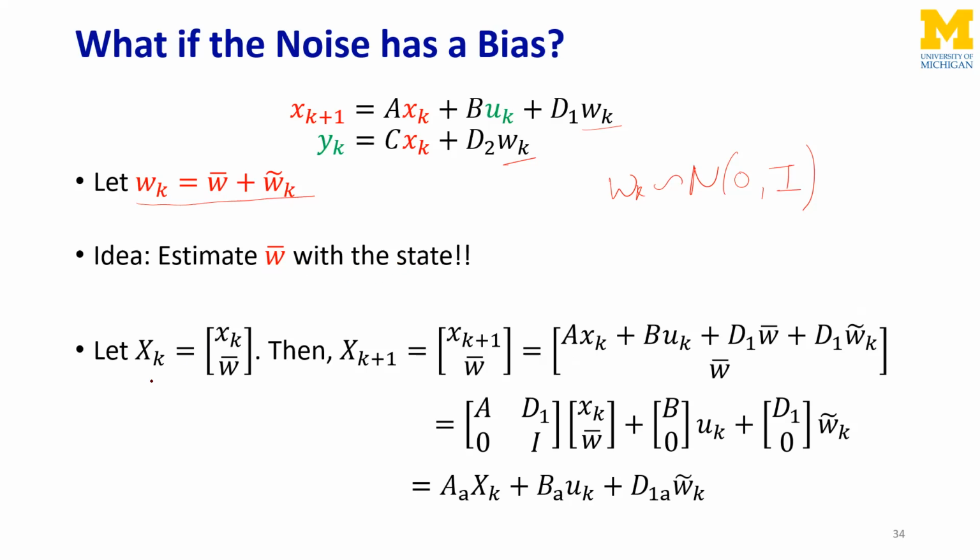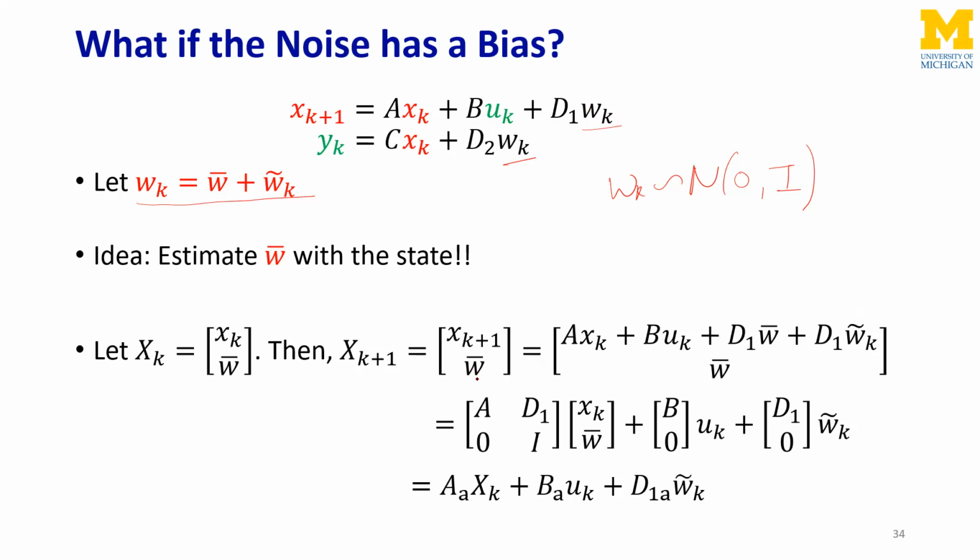So I'm going to redefine a new state. I'm going to redefine this big XK as my original state. I'm going to augment this W bar here. And then I need the state equation. So big XK plus 1 is, I'm going to increment both the X's index and the W's index. X is simply given by this equation, which is just the true equation repeated here.